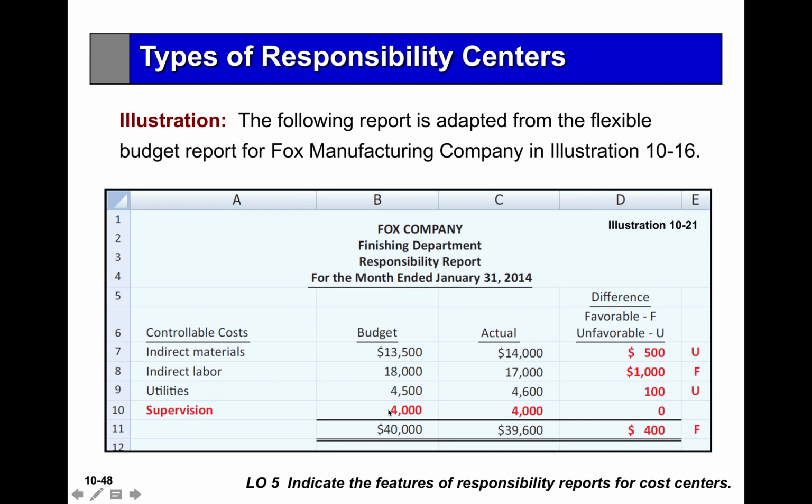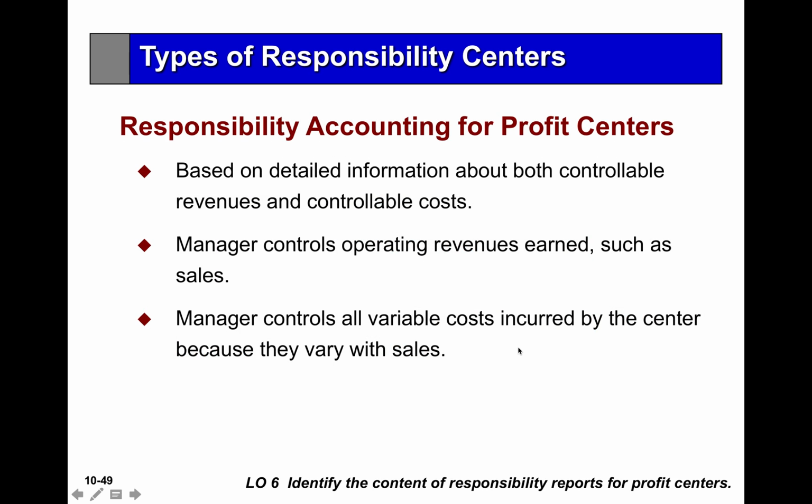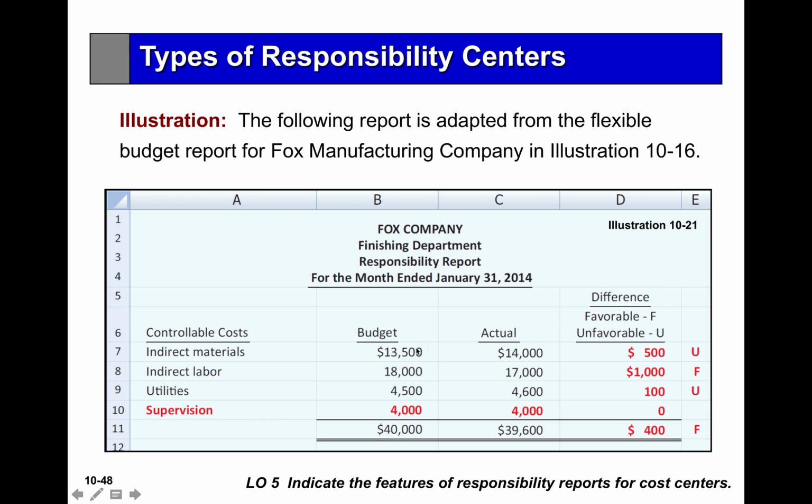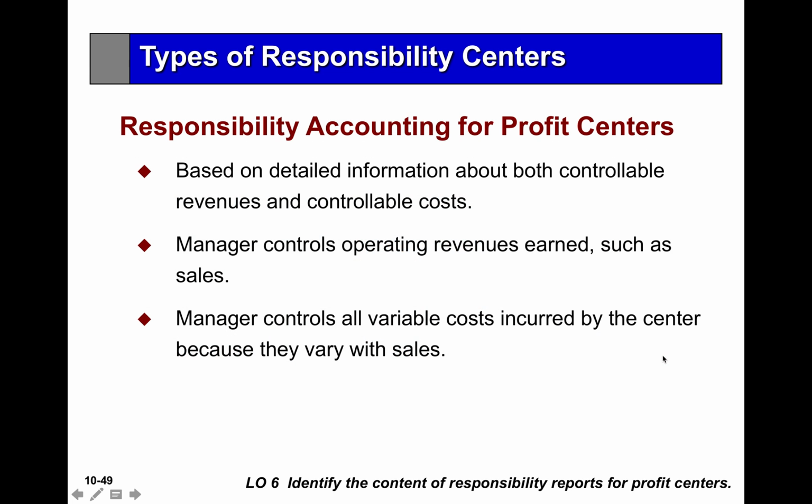The idea is that you put the budget column, you put the actual column, list all your controllable costs, and find out the difference. That will determine the performance evaluation. Okay, responsibility accounting for profit center.